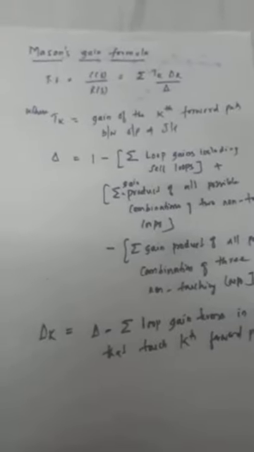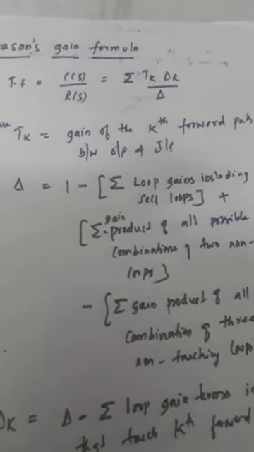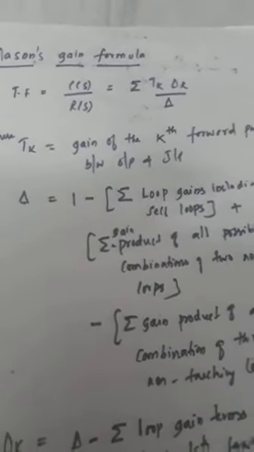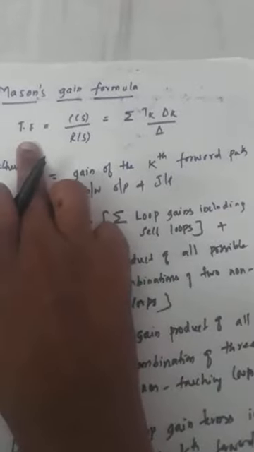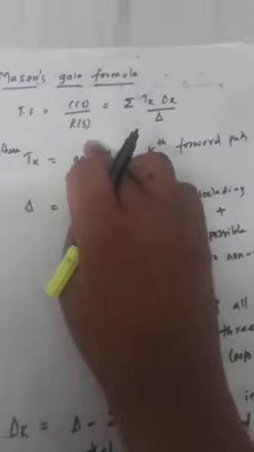In continuation with yesterday's class, today I'll explain Mason's gain formula. Mason's gain formula is mainly used for finding the transfer function of a signal flow graph. Here the transfer function is usually represented in terms of C(s) by R(s).